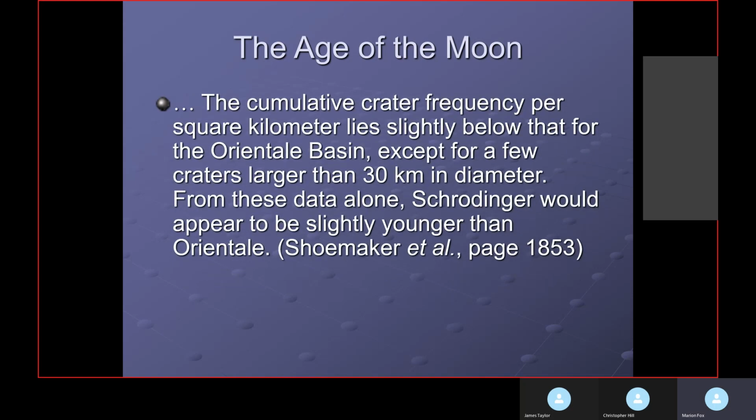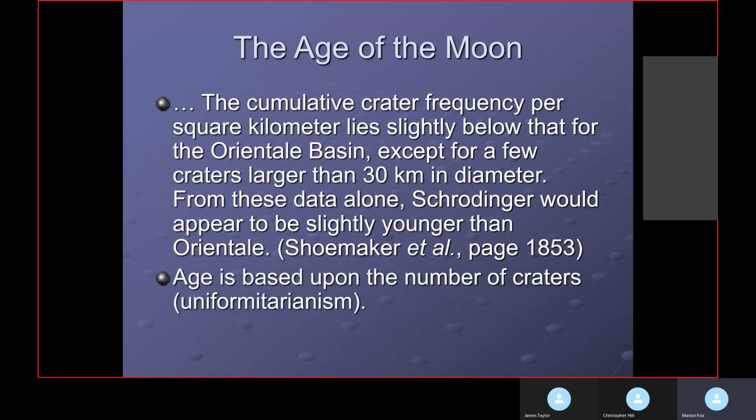Cumulative crater frequency per square kilometer lies slightly below that of the Oriental basin, except for a few craters larger than 30 kilometers in diameter. From these data alone, Schrodinger would appear to be slightly younger than Oriental. Now, Oriental is a Latin word for the east. Okay, so remember that. Age is based upon the number of craters.